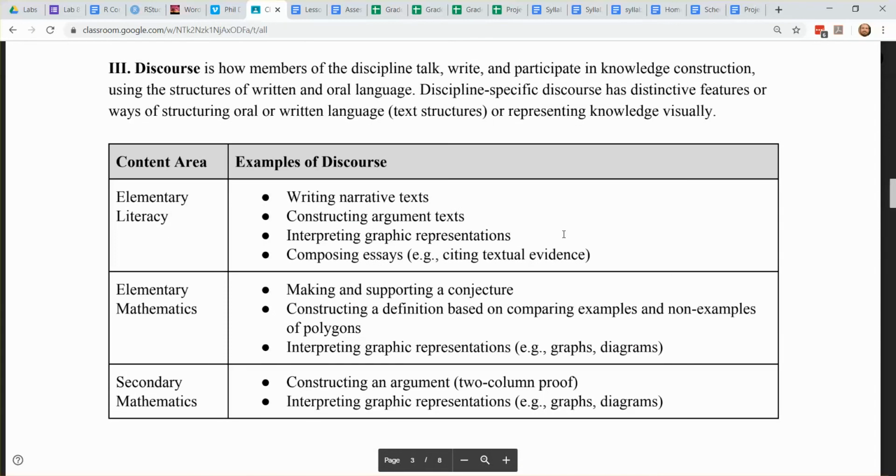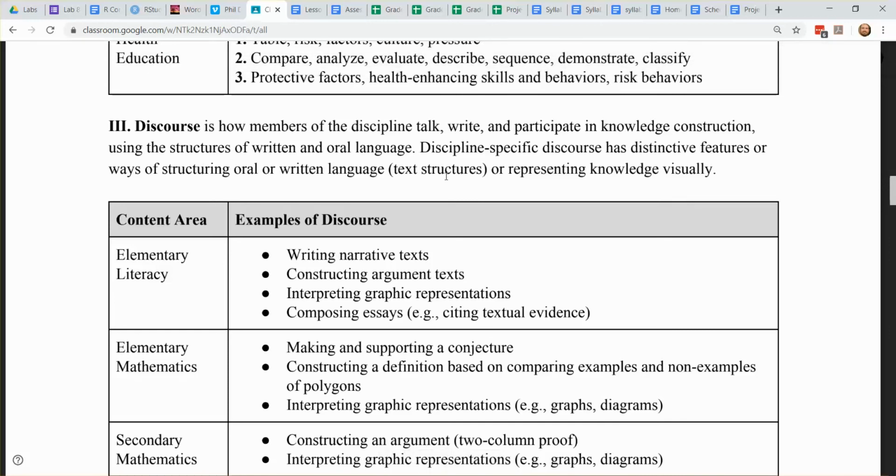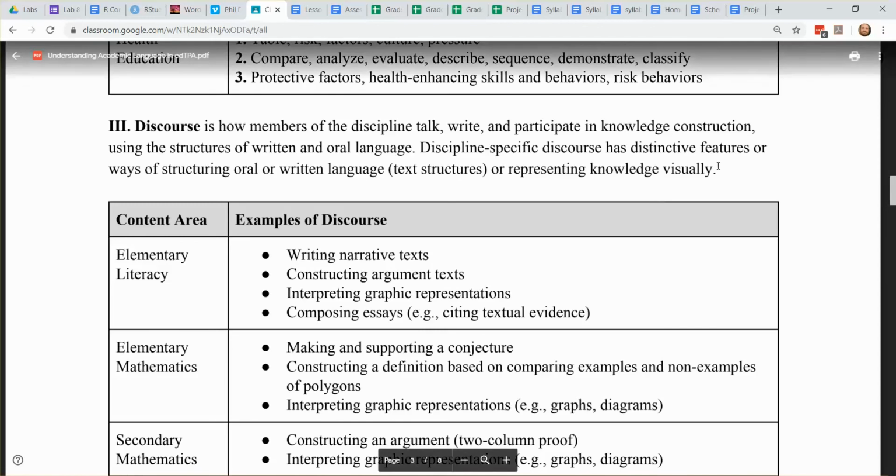The third one here is discourse. It is how members of the discipline talk, write, and participate in knowledge construction using the structures of written and oral language. So discipline-specific discourse has distinctive features or ways of structuring oral or written language to represent knowledge visually. So this is kind of, you think about your area, your history licensure major. How do historians tend to talk to each other? How do they tend to write? How do they tend to make arguments and convince each other of things? And in general, build up what they consider to be valuable knowledge in their area.